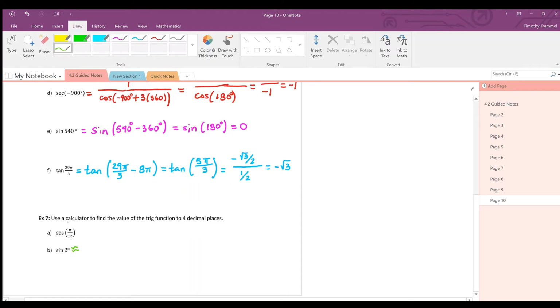But actually this one, before I write the approximate symbol, we'll see here in a moment, we actually don't have a secant button, but we do have a cosine button. So I'll just type in my calculator 1 over cosine of pi over 12. And then we'll get our decimal approximation rounded to the 4th decimal place.